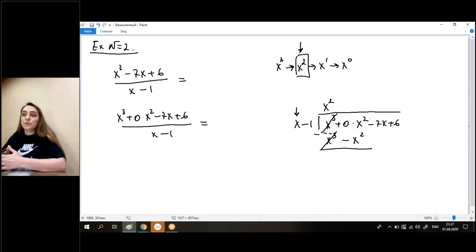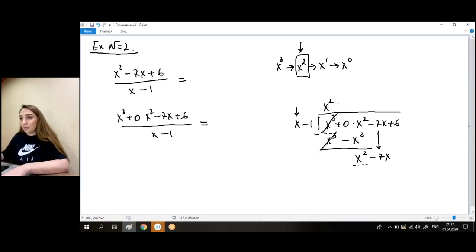0 times x squared, what does it mean? It's 0. 0 minus negative x squared will be positive x squared. Now I put down each subsequent term one by one: x squared minus 7x. Now the left side of my polynomial is x squared. By how much do I need to multiply x to get x squared?